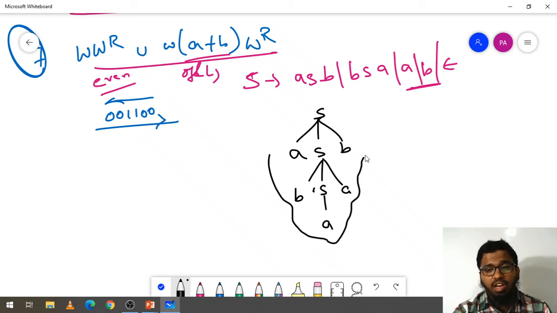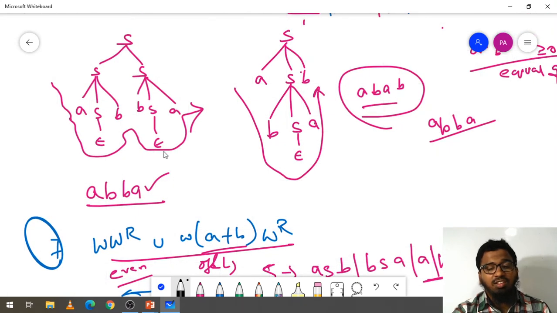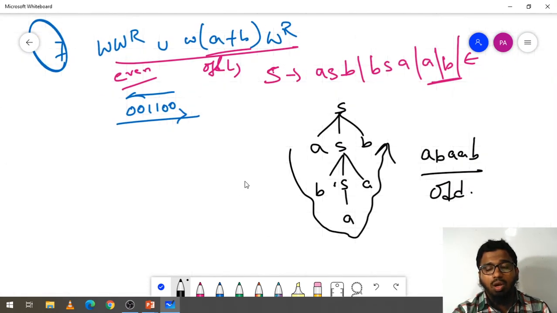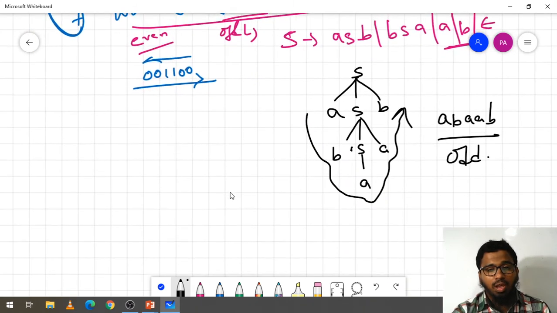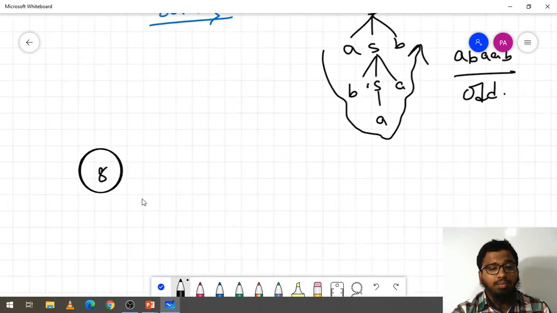So let's check it out. What is the answer for this? A B A B. So here this is odd. If you want even, you need to do it like this, even. Okay, so this is the difference between even and odd, and how to make it. With the help of this grammar, for this language, we can make a grammar. Okay, now we will see the last one, the eighth one.